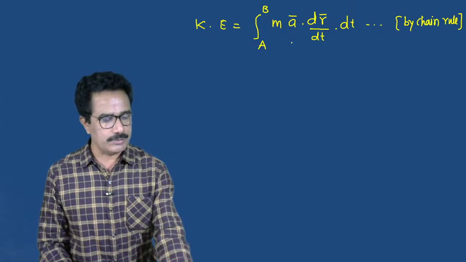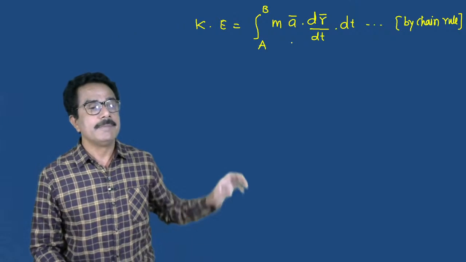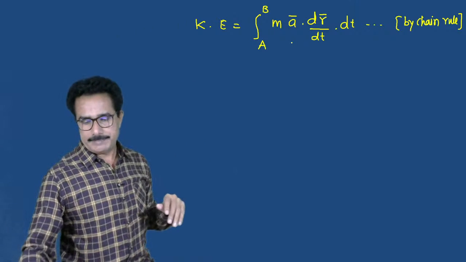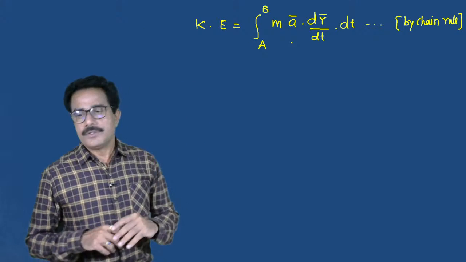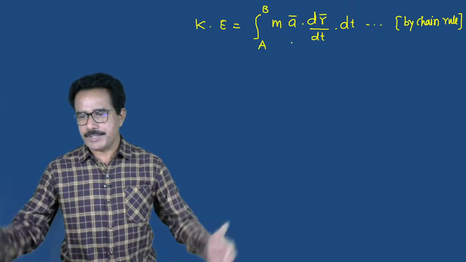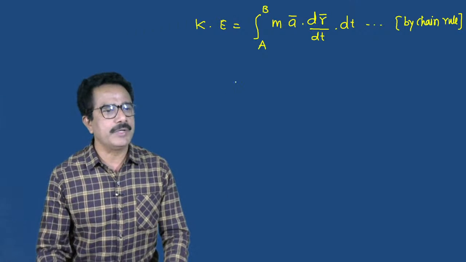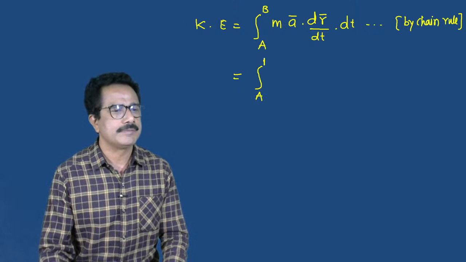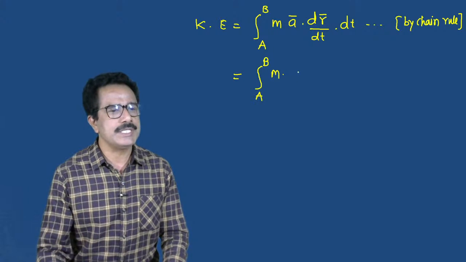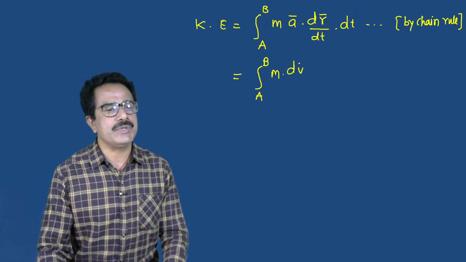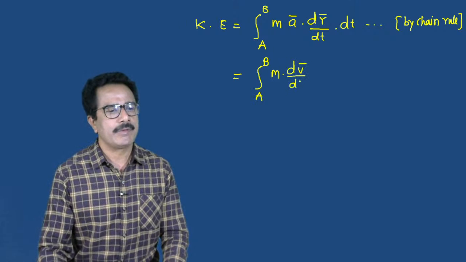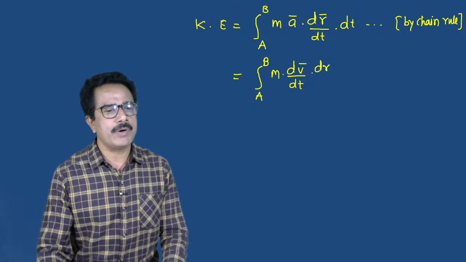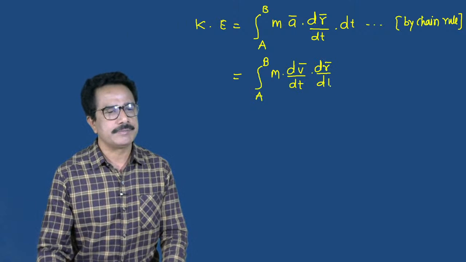So we shall discuss what is meant by acceleration here. Acceleration means rate of change of velocity. Very good, Pranit Mule. That means we can write the integral from A to B of m as it is. Acceleration means dv bar by dt, into dr upon dt into dt.